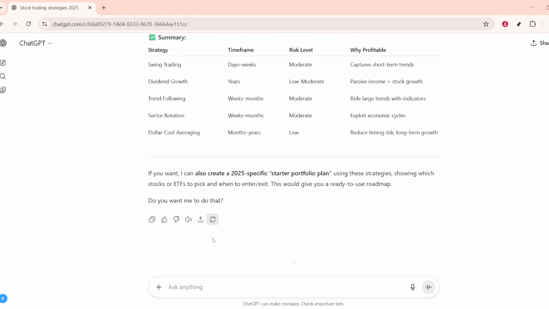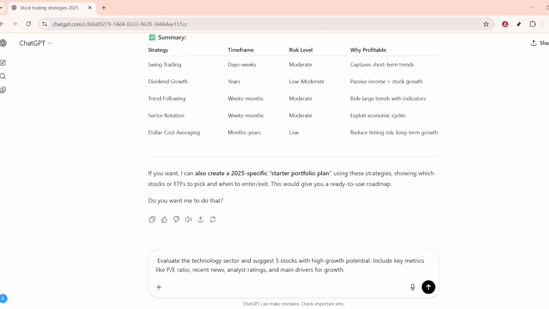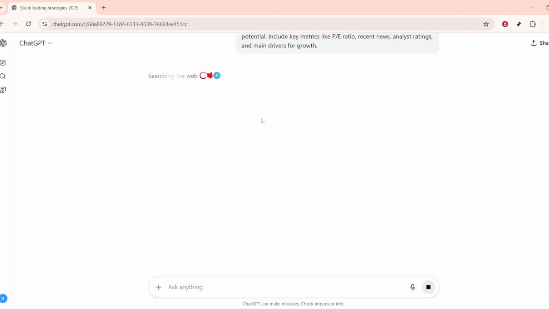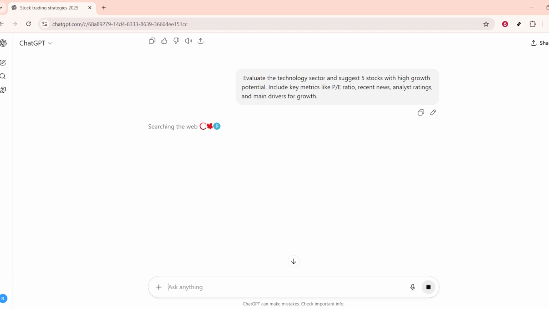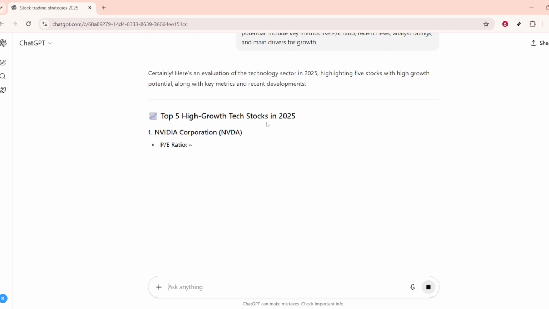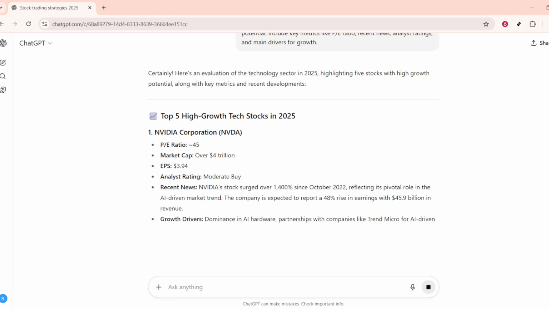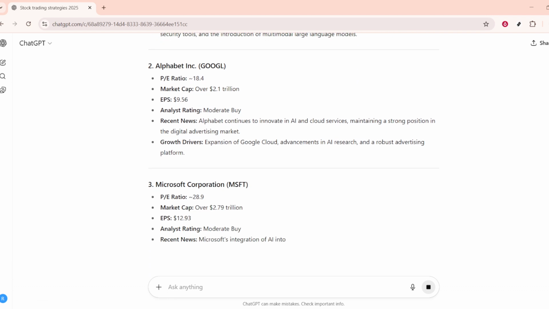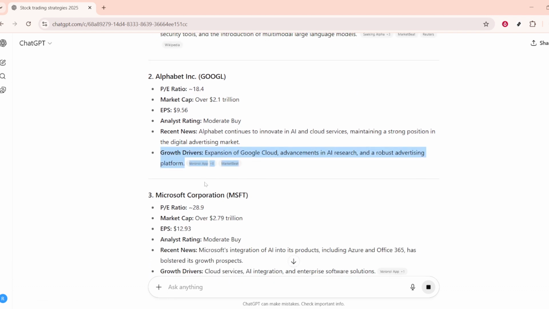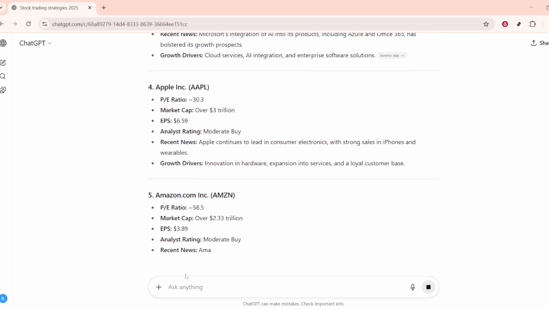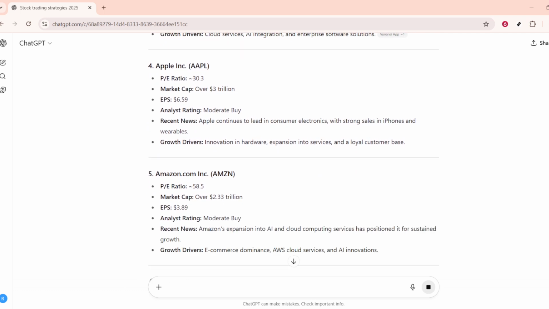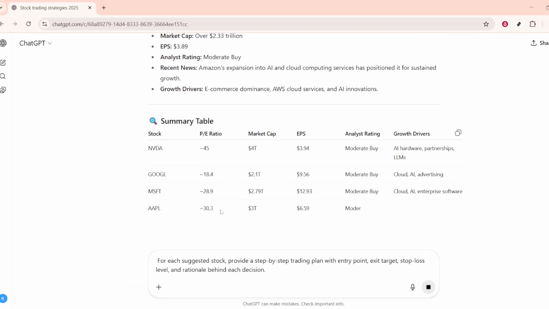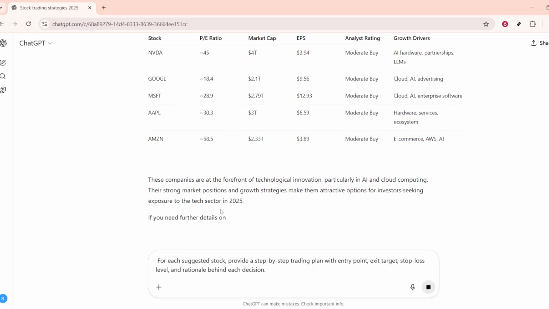The next step is to analyze potential stocks or specific sectors, such as the technology sector. Here, you can ask ChatGPT to evaluate and recommend stocks with high growth potential. This analysis should include key performance metrics, like the PE ratio, relevant news updates, analyst ratings, and the primary drivers of growth. These insights will be incredibly valuable in helping you pinpoint stocks that align with your investment strategy and goals.